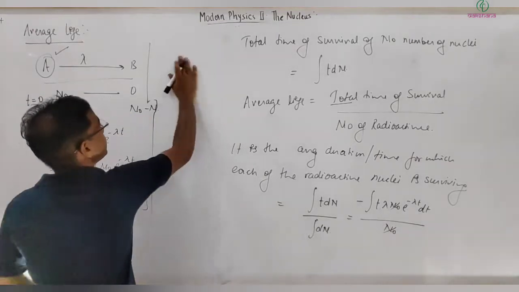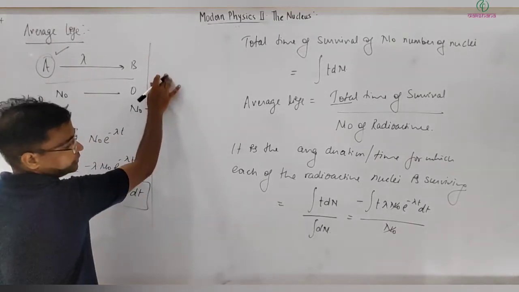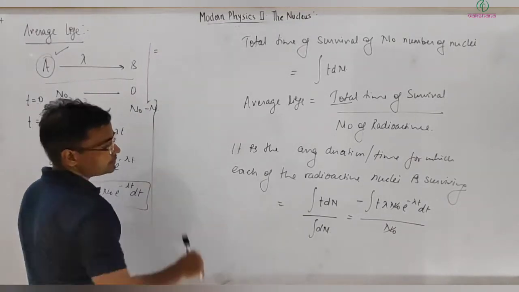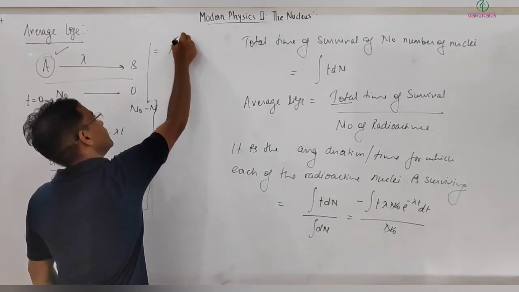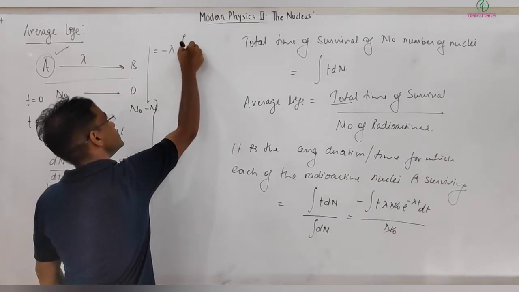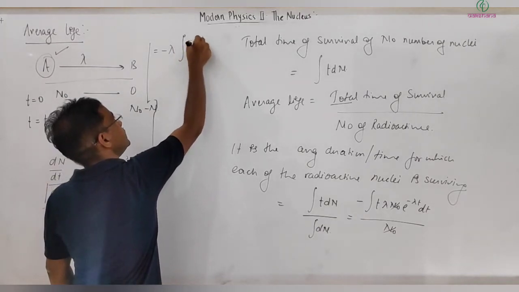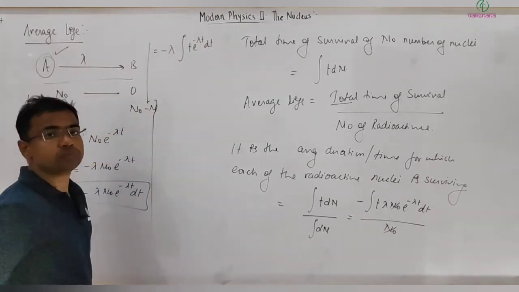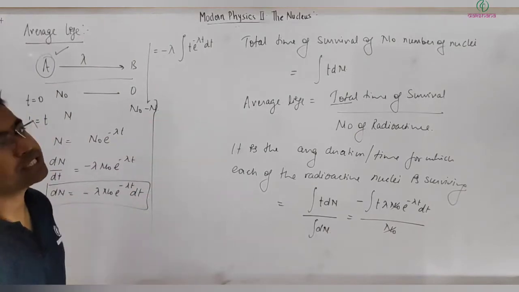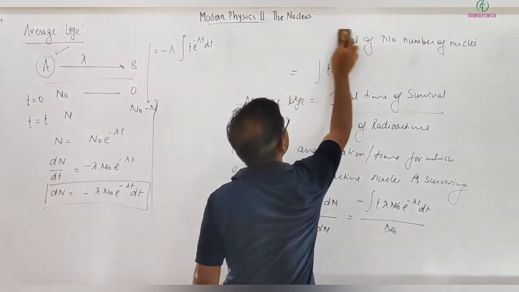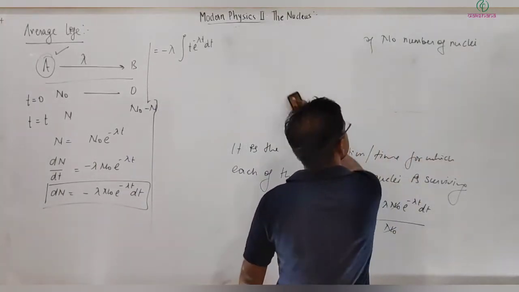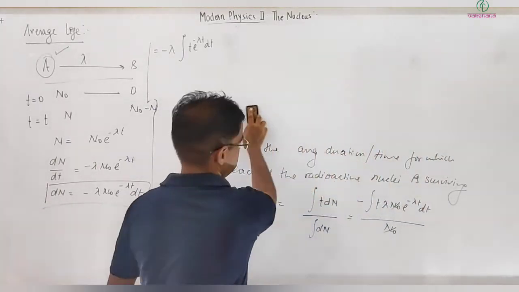Okay, so here now I can solve this further. This implies what is left here: lambda outside, minus, this is t e raised to power lambda t dt. We can integrate it. So here we need to integrate it by parts, right? We can further simplify it.